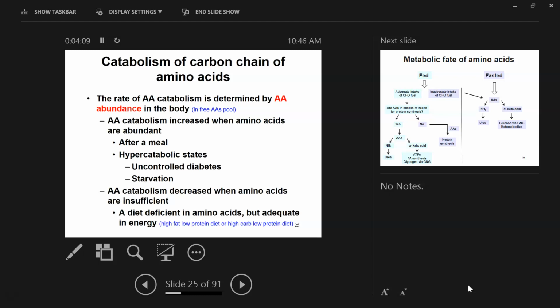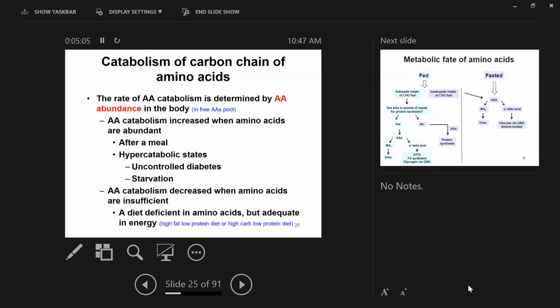We need alternative energy fuels, particularly under prolonged starvation, when amino acids will also be used for energy, particularly for glucose synthesis, for gluconeogenesis, to maintain blood glucose level under the fasting condition. So again, after a meal, and also during starvation or uncontrolled diabetes, all these three conditions have increased amino acids in the pool, so that amino acids will undergo catabolism.